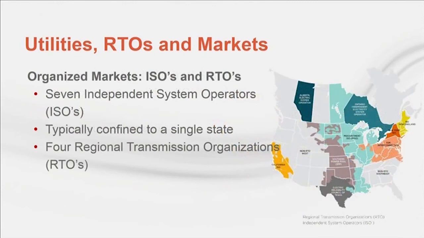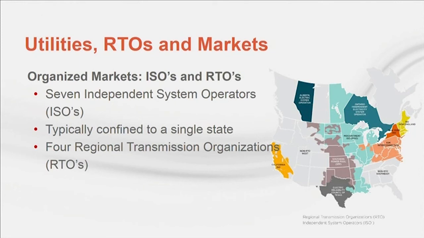In addition to utilities, there are umbrella organizations that oversee the high voltage power grid. In some areas, these organizations also operate a centrally managed wholesale electric market. These organizations are called Independent System Operators, or ISOs, or Regional Transmission Organizations, RTOs. ISOs and RTOs were established by the Federal Energy Regulatory Commission primarily to ensure the reliability of the electric system and to provide fair and open access to the system for all participants. This is where demand response comes into play.